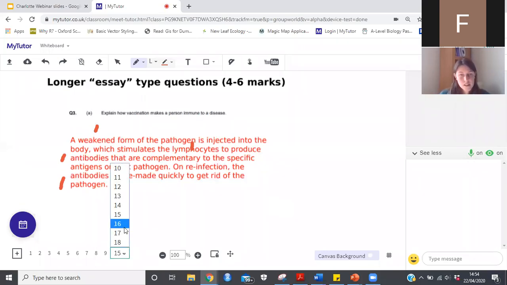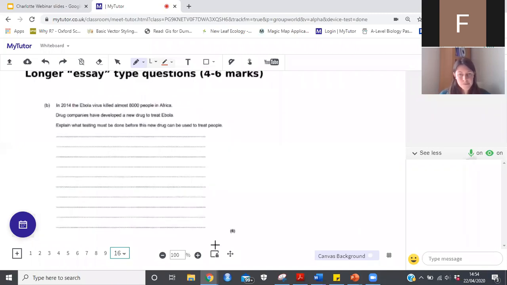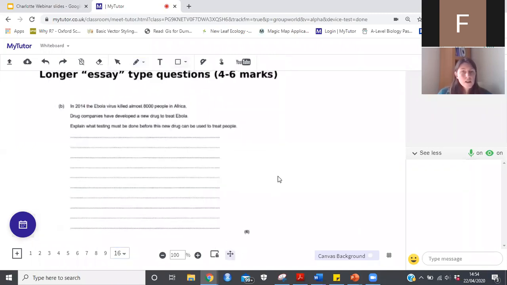Okay, let's do another one. Longer essay type questions. This one is a 6-mark question. So this is more of an essay type question. In 2014, the Ebola virus killed almost 8,000 people in Africa. Drug companies have developed a new drug to treat Ebola. Explain what testing must be done before this new drug can be used to treat people.